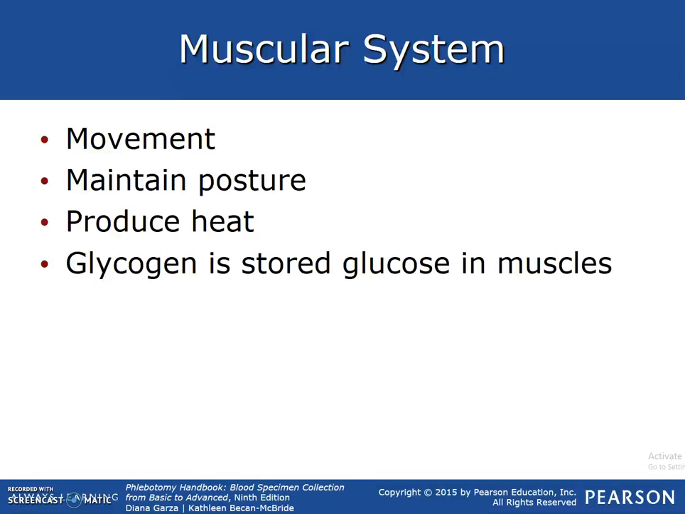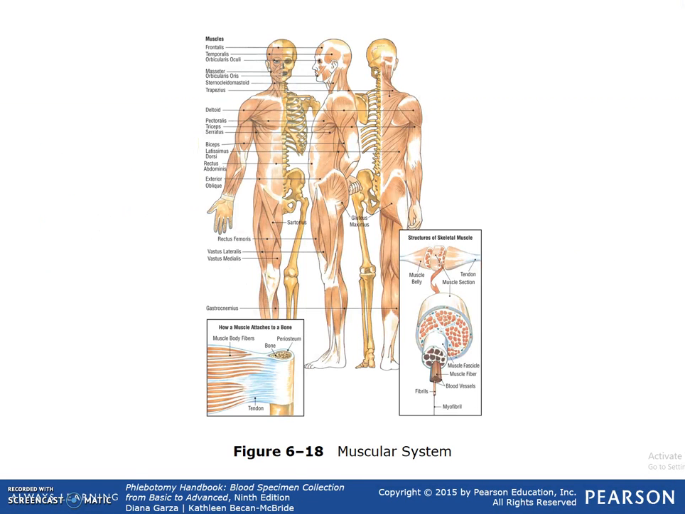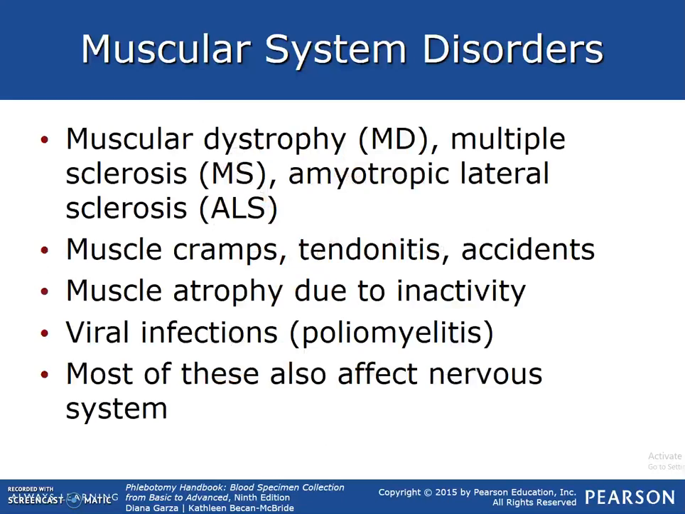Muscular system functions: movement, maintaining posture, and producing heat. Glycogen is stored glucose in the muscles. And figure 6/18 shows the muscular system.